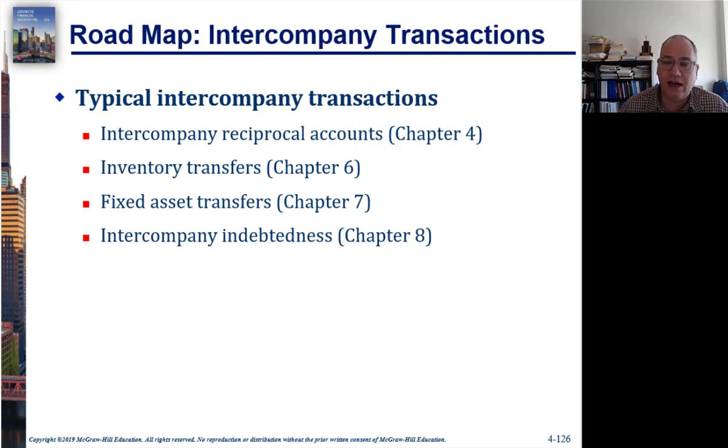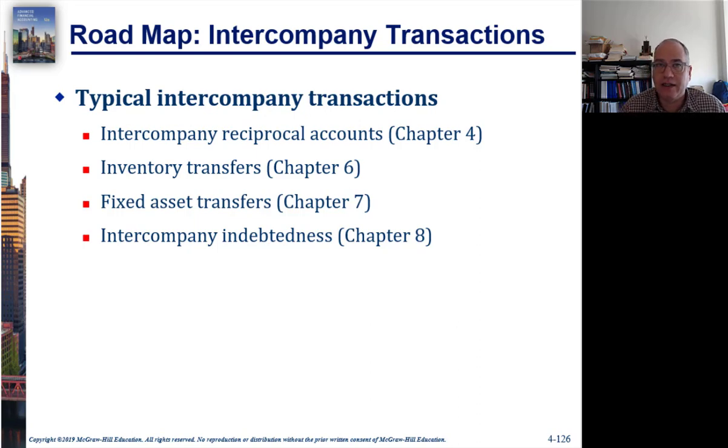Another possibility is fixed asset transfers. This would be a situation where one entity sells fixed assets at a gain or a loss to another related entity. So for example, you may have a parent sell land and a building to a subsidiary and record a gain. Well, from a GAAP perspective, that's not a gain because you can't book a gain on a sale to an entity that you control. You would need to eliminate that in your consolidation. And finally, intercompany indebtedness, Chapter 8.